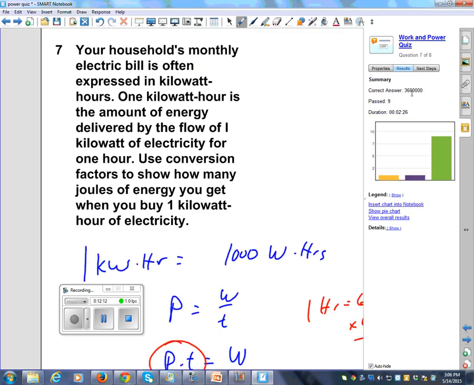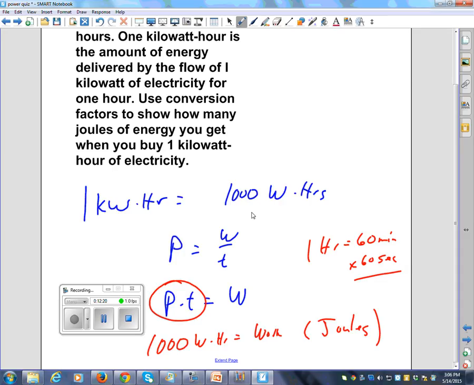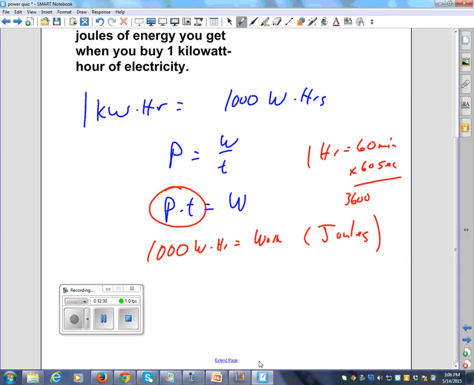Here the answer is 36 with a whole bunch of zeros. How many zeros, right? It's 1,000. A kilowatt hour is 1,000 watt hours. And an hour is 60 minutes times 60 seconds, which is 3,600 seconds. So a watt hour, or 1,000 watt hour, is 1,000 times 3,600. That would be watt seconds, which are joules. A watt second is a joule.